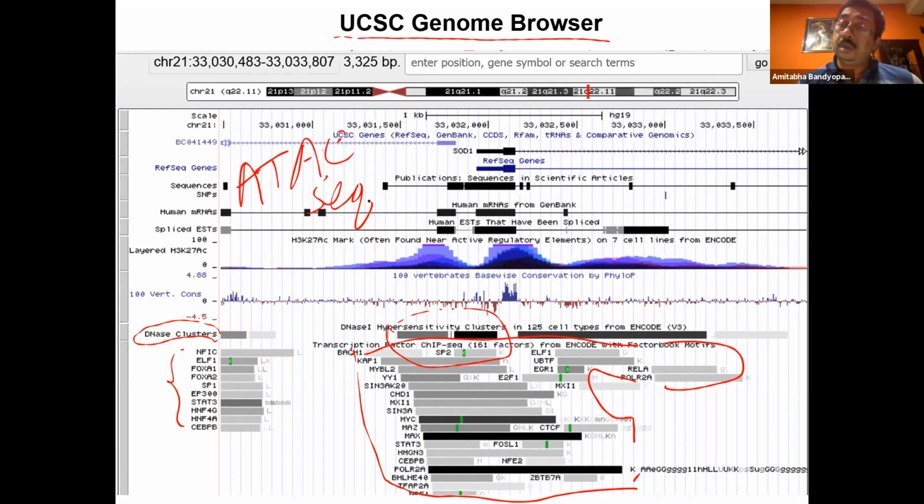You cannot immediately predict that it is an enhancer for which gene. This may be an enhancer for superoxide dismutase, SOD1, but it may not be. Just because it is close to it does not mean that it actually is regulating. All you know is that it is regulating something 2 megabase downstream. Okay? So that's what it is.